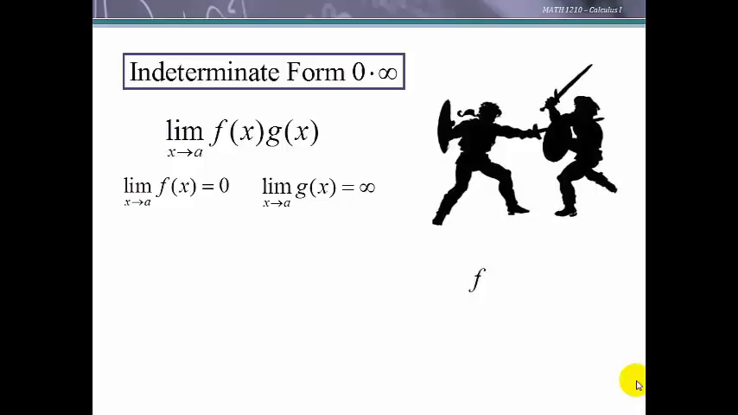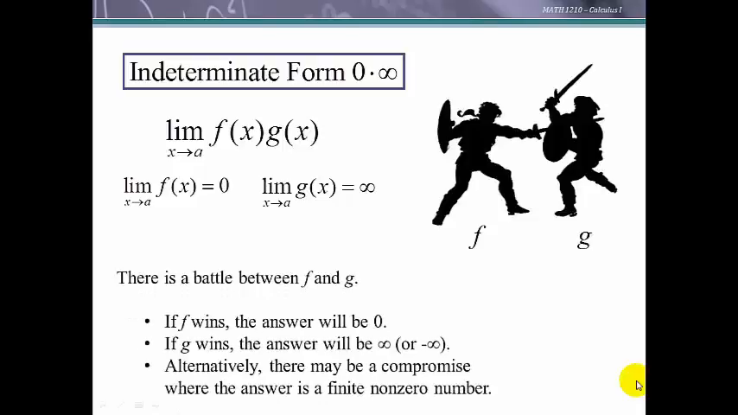Which one wins? If they're battling and 0 wins, we would get 0 times anything is 0. But if infinity wins, infinity times anything is infinity. So if f wins, the answer would be 0. If g wins, the answer would be infinity or negative infinity. Or it could be a compromise, some finite non-zero number. So we would need a way to determine that.